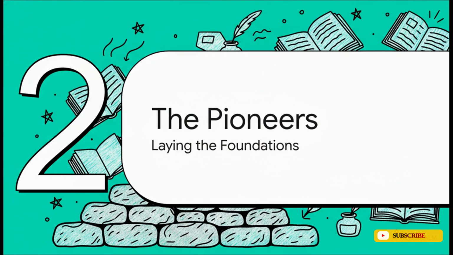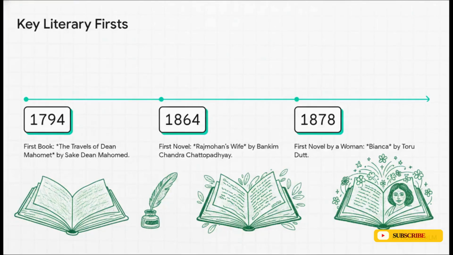You know, every great building needs a strong foundation, a really solid bunyad. So now we're going to look at the pioneers, the very first writers who laid the groundwork for everything that came after. Okay, listen up, because this slide is pure gold for your exams. You've got to remember these dates. In 1794, Saki-Din Mahmud gives us the very first book by an Indian in English.